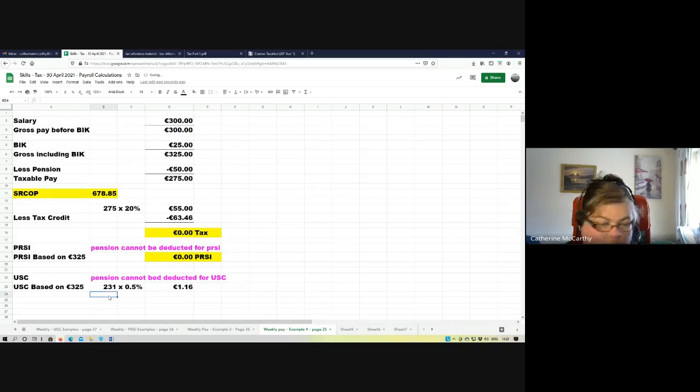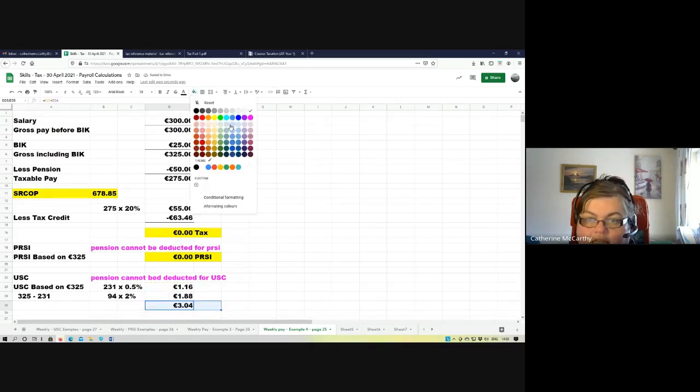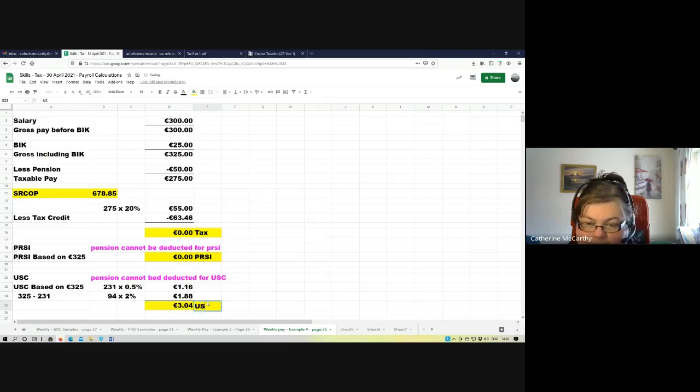Okay, then the next 162, do we need all that? 231 plus 162, we don't, we only need 94 exactly. So 325 less 231 is 94 at 2%. And that is €1.88. And that is €3.04 in USC. Okay, so the USC is €3.04.